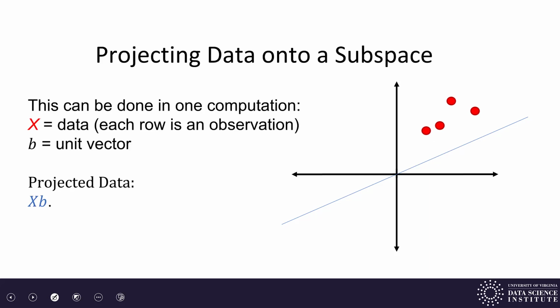We can do this a little bit more concisely with some matrix algebra notation. So if X is our data, right, so X is a matrix, each row corresponds to an observation, each column is a feature, and B is our unit vector, then the projection of the data is just X, matrix multiplied by B, shown here. And remember, B is a column vector, and X is the array where each row is an observation. And that gives us our projection that we talked about previously.